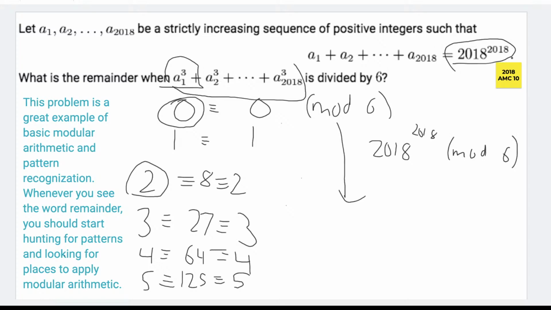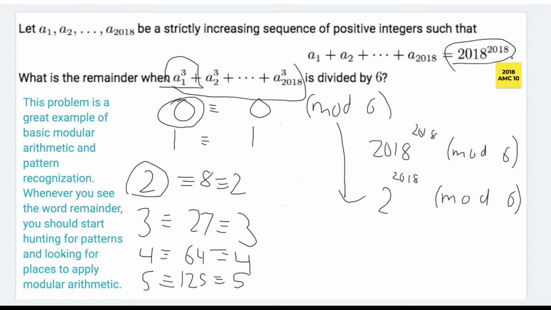2016 is divisible by 6, which means 2 is the leftover remainder. So 2 to the power of 2018 in mod 6. And that's literally what we want to find. Still, this number does look monstrously large. So again, we will look for a pattern.